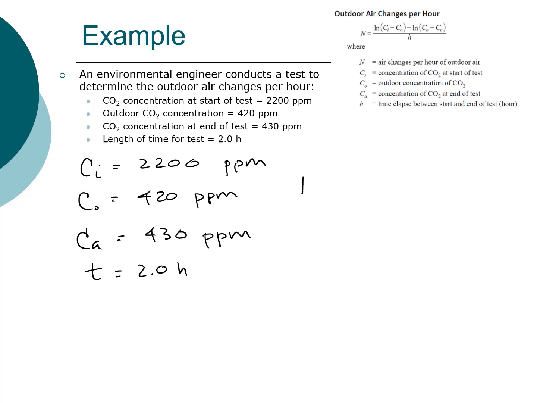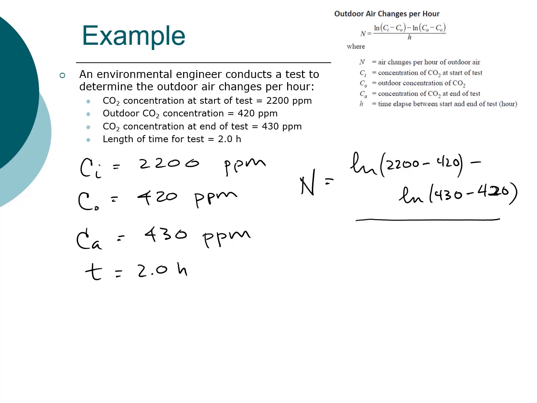So solve this. N is equal to ln of 2,200 minus C naught, which is 420, minus ln of 430, the concentration at the end of the test, minus 420, and we'll divide that by 2.0 hours, and the answer is 2.59 per hour, or with the choices you had, it was 2.6.